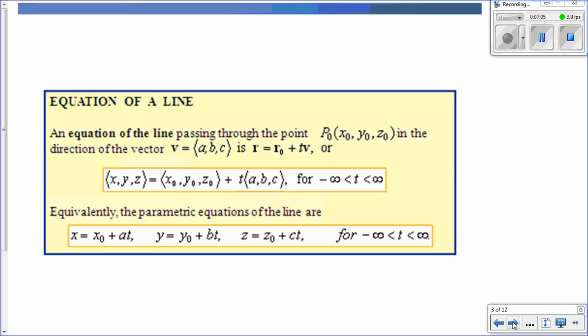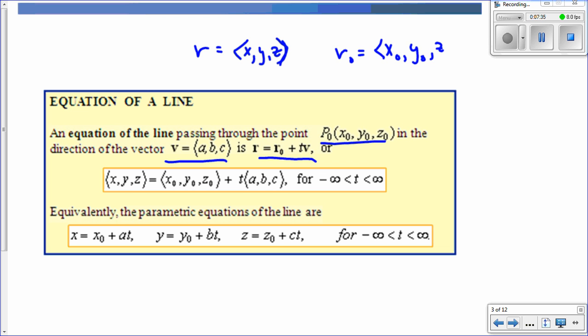So an equation of a line passing through the point x naught, y naught, z naught in the direction of this vector, so that vector is parallel to it. This is the vector form for that equation, where you just say that r, which is a vector pointing to a point on the line, so that would be your x, y, z. That's your r. And then your r naught is actually that vector that's pointing to the initial point. And then t is just a real number, and then v is that direction vector.